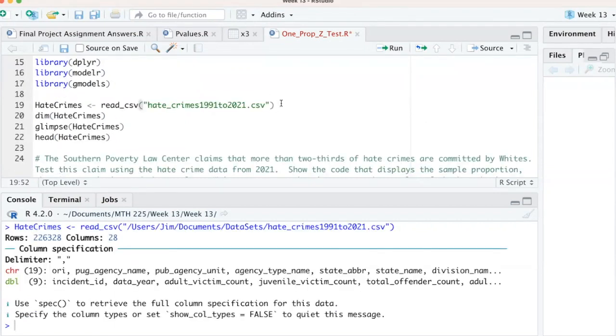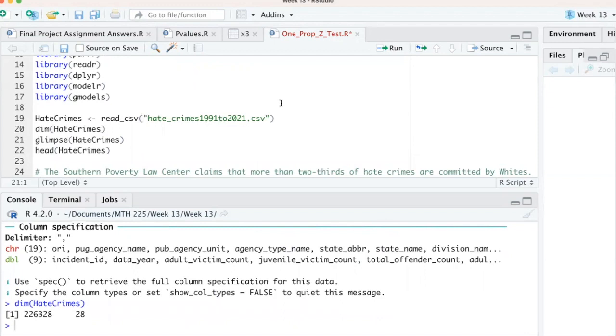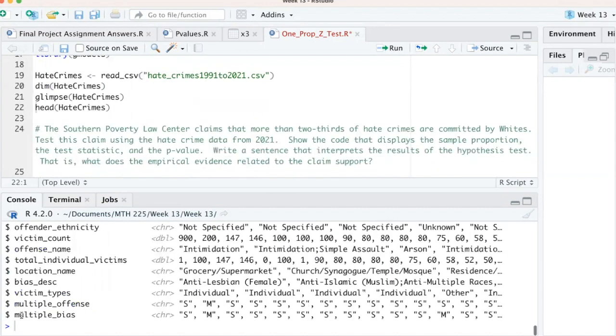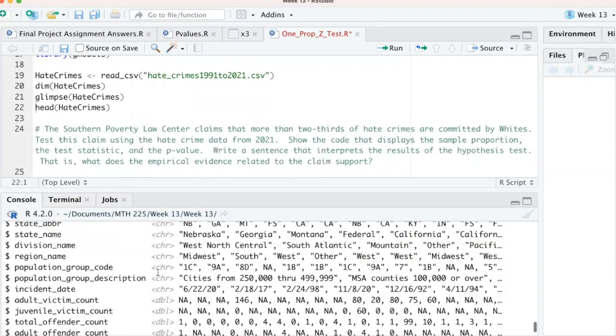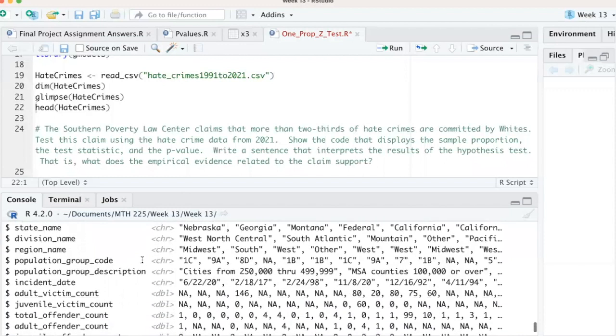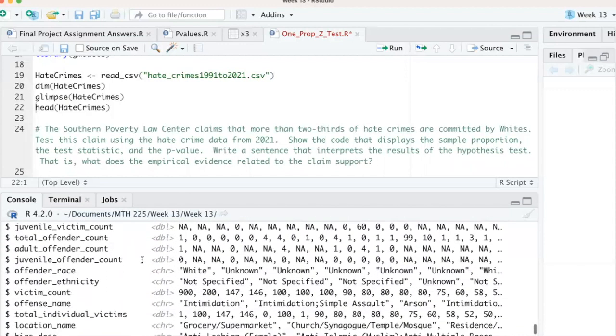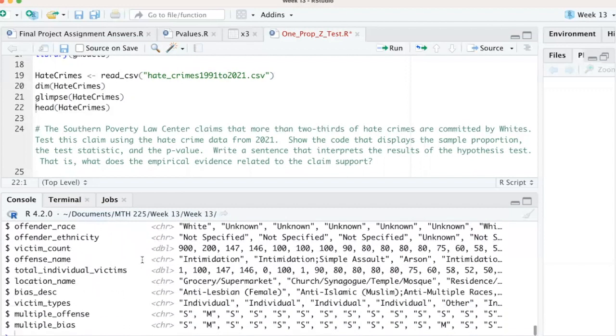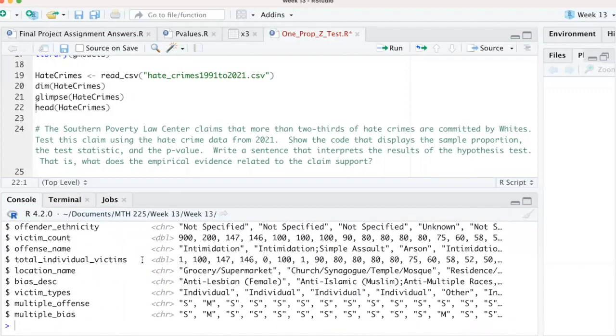So we're going to look at this hate crimes data frame. And first thing I'm going to do is to read it in, and then look at the dimensions of that. All right, so there are 28 variables, and there are 226,328 different incidences of hate crimes in this data set. You can see the different 28 variables here, including the state where it occurred, a region, size of the city, the race of the offender, so information about the offender and information about the victims.